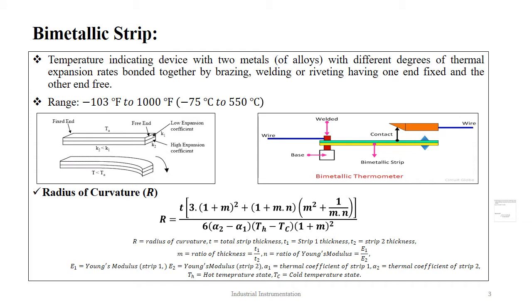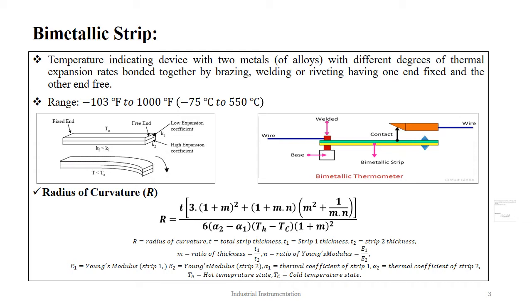The bimetallic strip is a temperature indicating device that is made up of two dissimilar metals or alloys that have different thermal expansion coefficients and therefore different heat expansion rate. As two metals or alloys are involved, therefore it is called the bimetallic strip. The two metal strips are bonded together by means of welding, brazing or riveting. The bimetallic strip is fixed at one end and free at the other end.